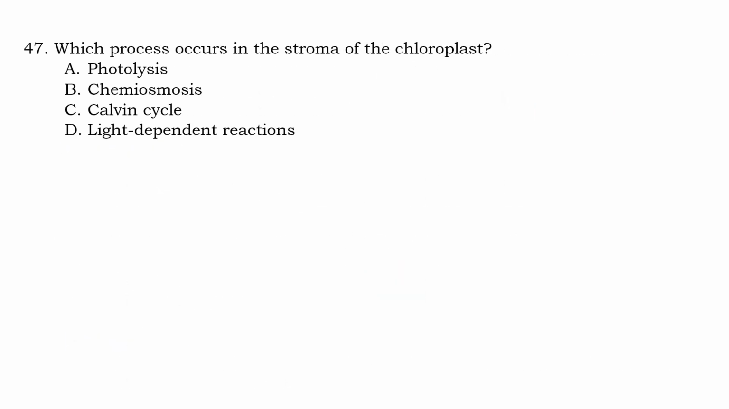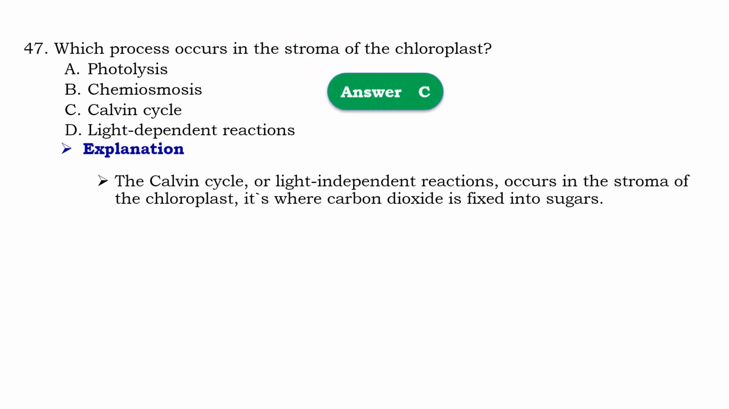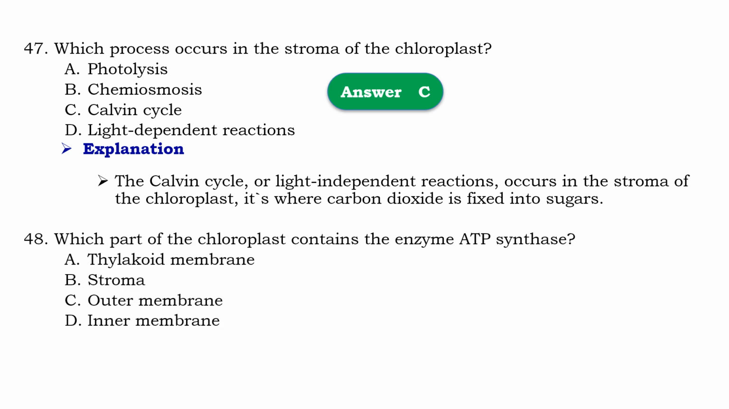Question number 47. Which process occurs in stroma of chloroplast? So that should be C, Calvin cycle. Means that Calvin cycle or light independent reaction occurs in stroma of chloroplast. It is where carbon dioxide is fixed into sugar.